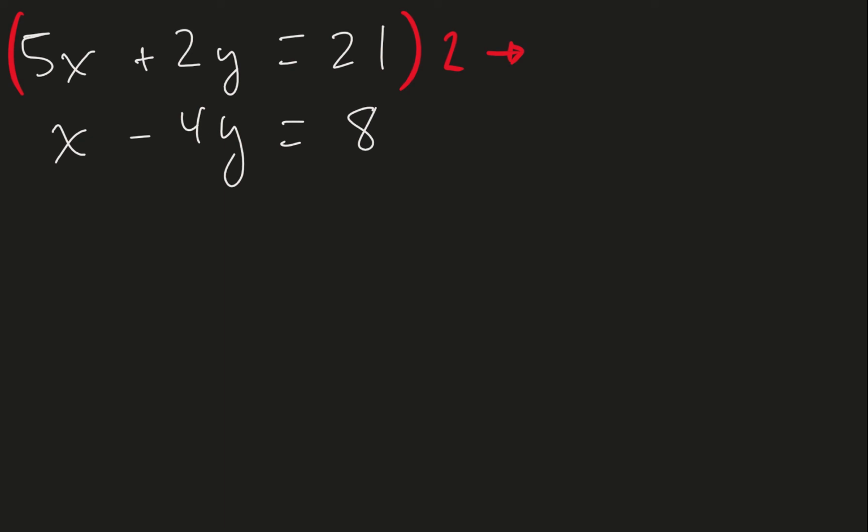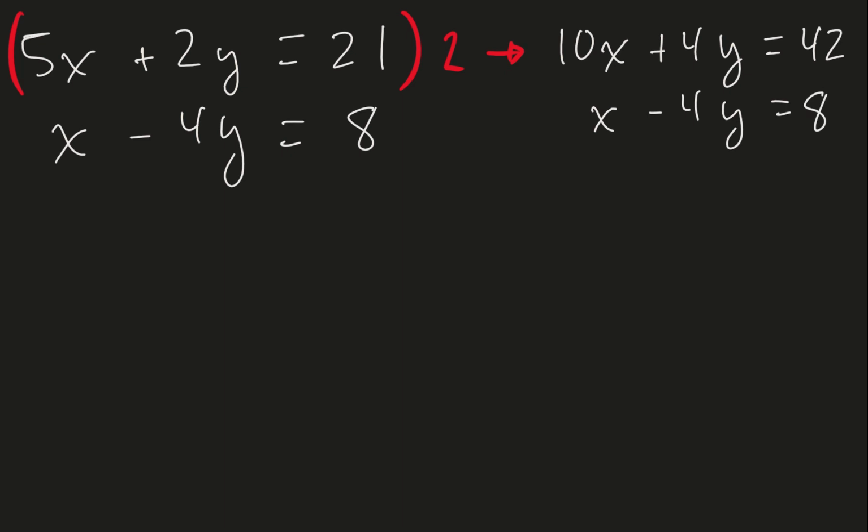The first term on the left hand side is a 5x, that's going to become 10x. The next term on that side is a 2y, that's going to become plus 4y, and then that's going to equal 2 times 21, which should be 42. Now I'm not changing the second equation at all, I'm just going to rewrite it. That's going to be x minus 4y is equal to the number 8.